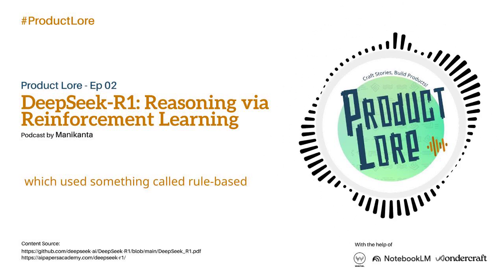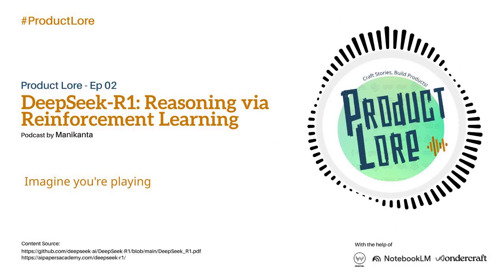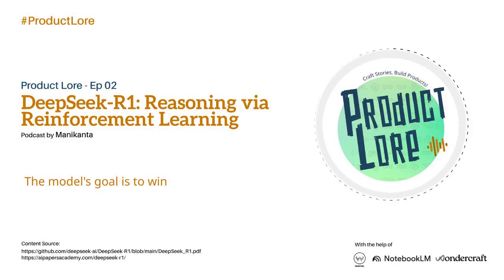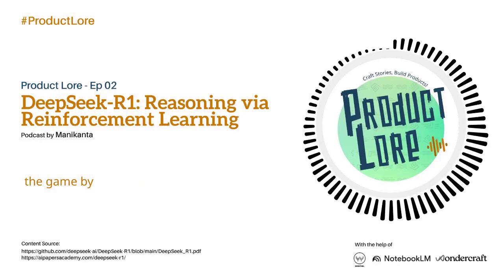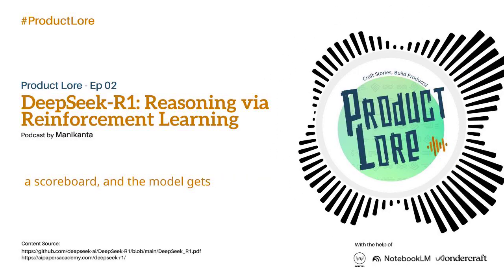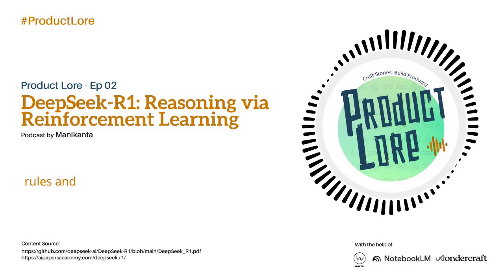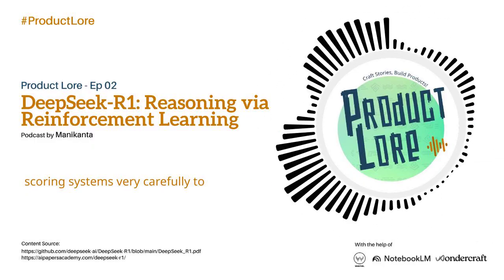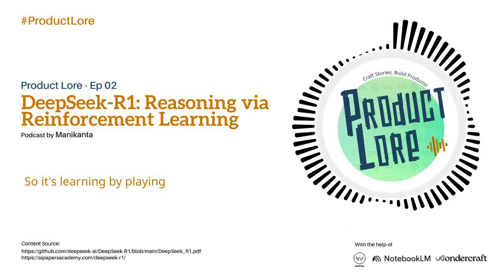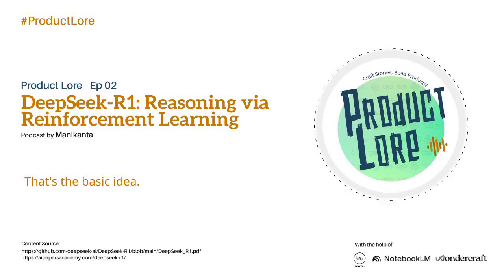Well, they started with a version called DeepSeek-R1-Zero, which used something called rule-based reinforcement learning. Imagine you're playing a game with a set of rules. The model's goal is to win the game by following those rules and maximizing its score. Okay, so it's like there's a scoreboard and the model gets points for doing things right. Exactly. And the researchers designed those rules and scoring systems very carefully to encourage the model to develop strong reasoning abilities. So it's learning by playing this game and trying to get a high score.